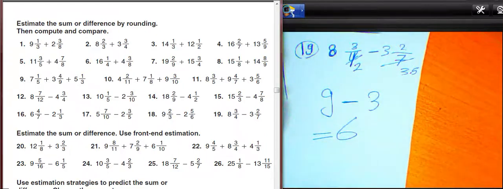Okay. You must complete questions 20 to 26 using this method. You must know this method and solve a lot of questions like this example.